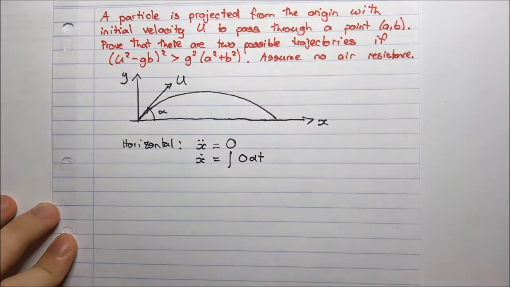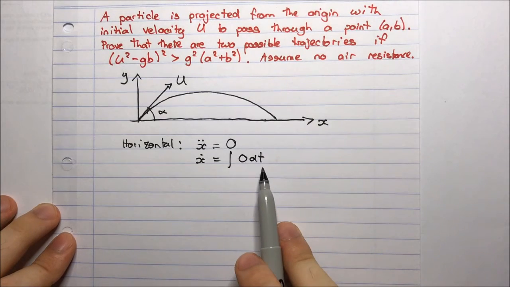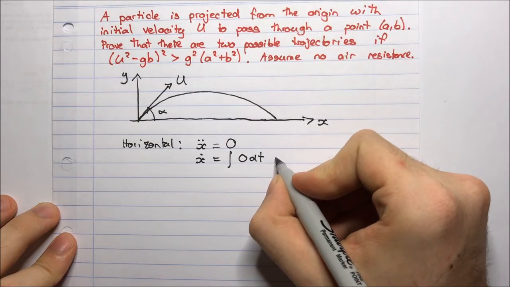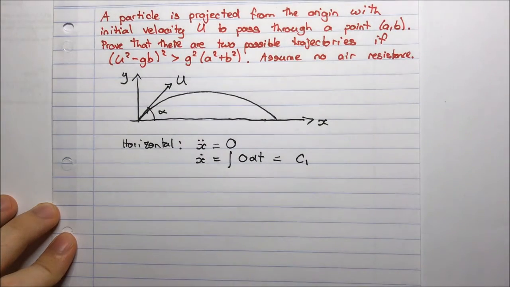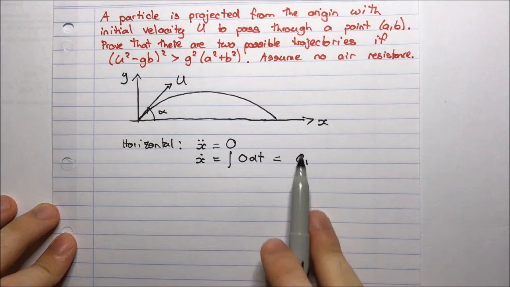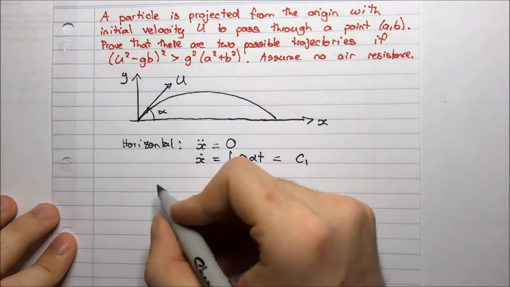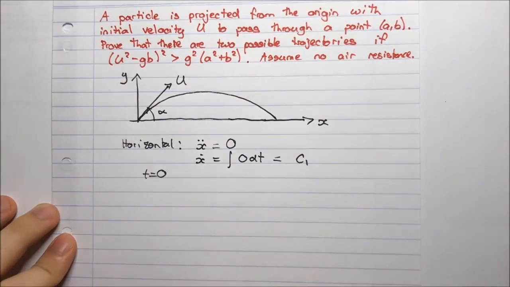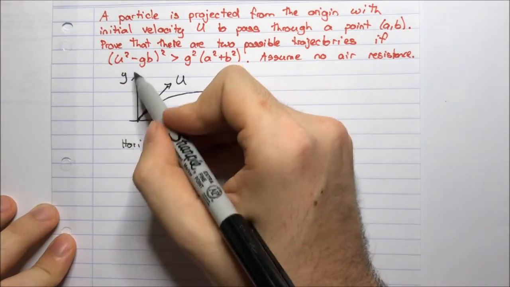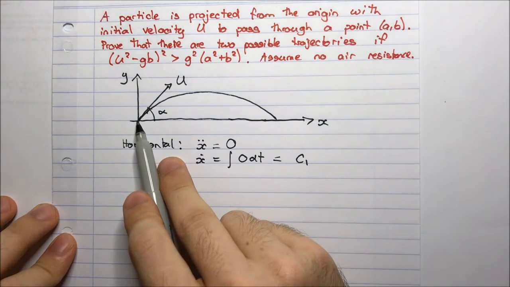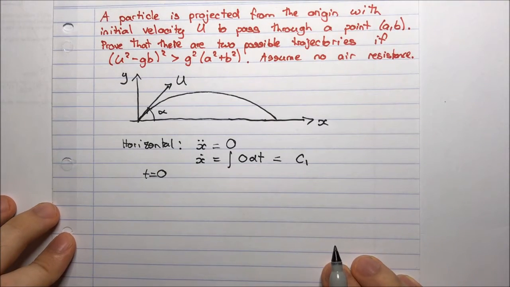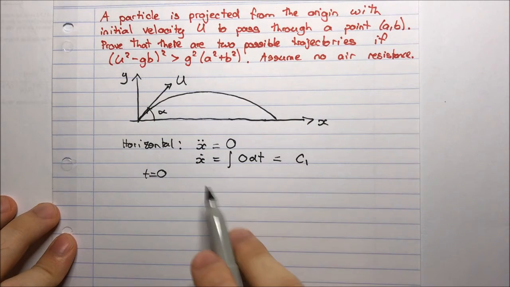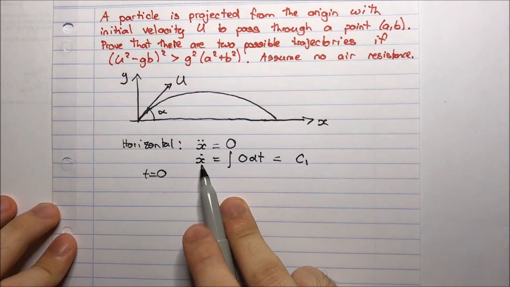Now x dot is going to be the integral of x double dot, which is 0, with respect to time. The integral of 0 with respect to time is just going to be a constant. So this is equal to a constant, and let me call that constant C1. Now I need to work out what C1 is. So when t is equal to 0, my particle is here at the origin, because I've defined my axis as such. I've defined that I start at the origin, which is usually the most convenient thing to define. So t is equal to 0, but what is the x component of the velocity?